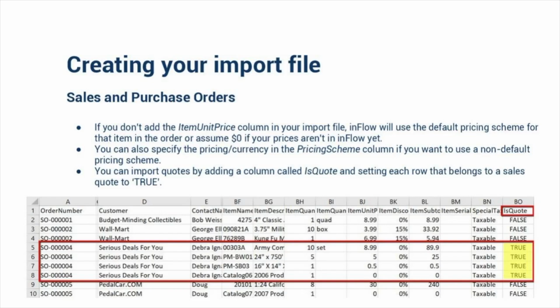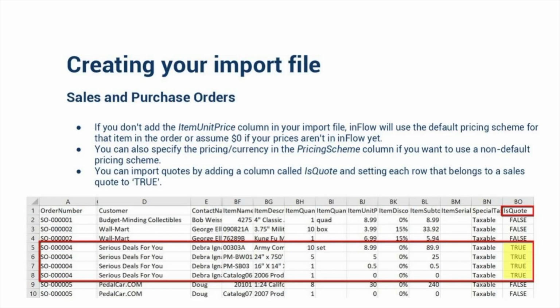Another nice thing about order imports is that you can import your quotes. All you need to do is add an additional column called isQuote, and I've highlighted that in a red rectangle there. And all you'd need to do is set the value to true for any order that is a quote and false for any order that is not a quote. So I hope that's pretty straightforward, but let me know if you have any questions there.